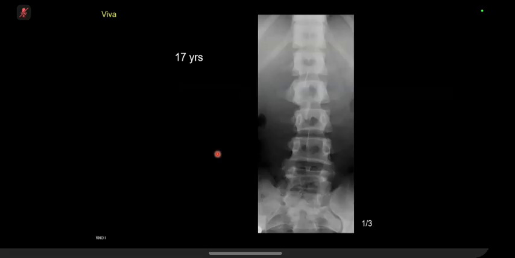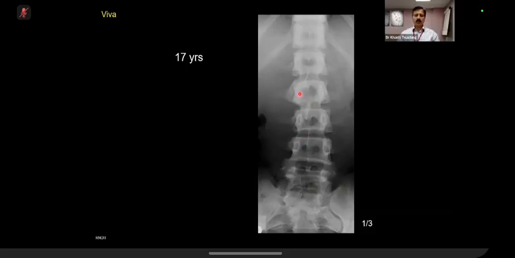So this is a frontal radiograph of the lumbar spine for a 17-year-old patient. The pedicles of the L2 vertebral body are not clearly seen. They appear more sclerotic, particularly on the left. So this is the L2, and this pedicle you have pointed out.